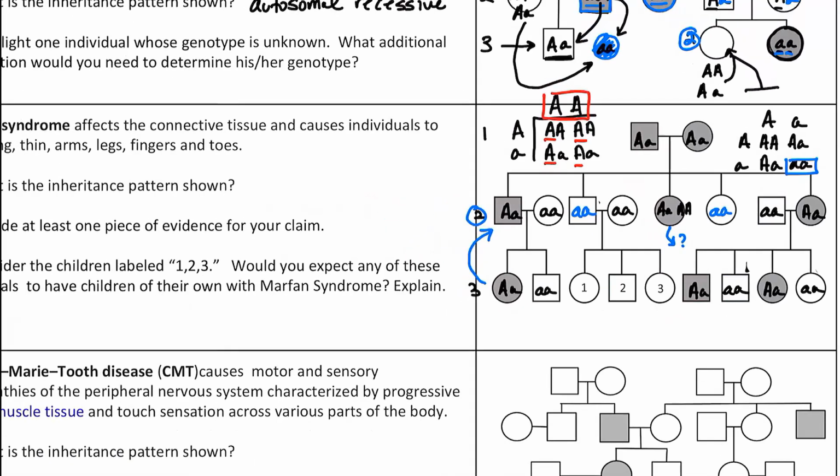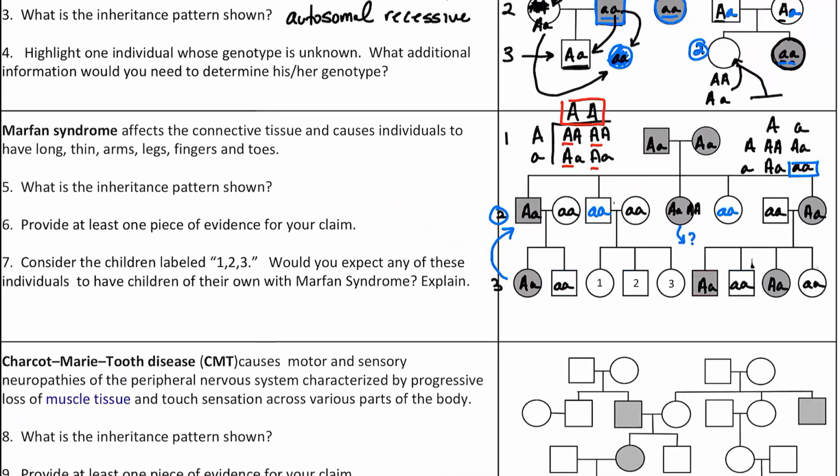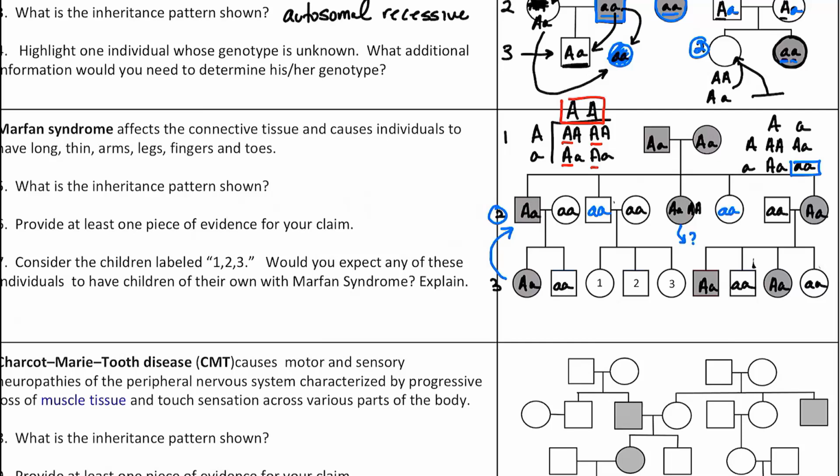Now, going over this, what's the inheritance pattern? I'm going to say autosomal. Again, it's not sex-linked. There aren't more females or males being afflicted. Recessive. I'm sorry, autosomal dominant. Okay, thank you for those screaming at me. Dominant, Mr. Grodsky. Okay, so dominant.